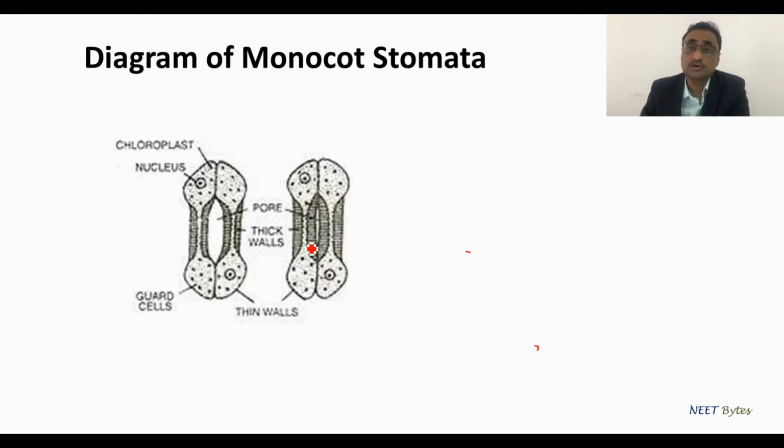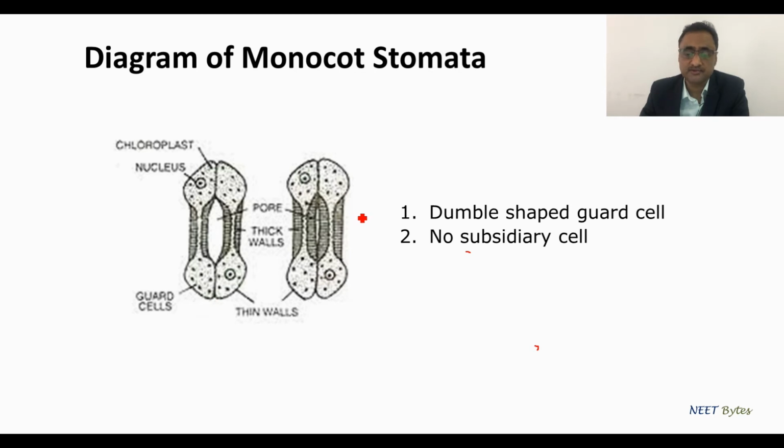Now if you talk about the monocot, in case of monocot, the guard cell is a dumbbell shaped cell, you can see there, right? So in case of dumbbell shaped cell, this is a thinner part and this is the thicker part, right? So again, due to differential thickening, it helps in opening and closing of the stomata. But for a change, they don't have any complementary cells. So in case of dicot, we have seen the complementary cells, but in case of monocot, they don't have any complementary cells, right?